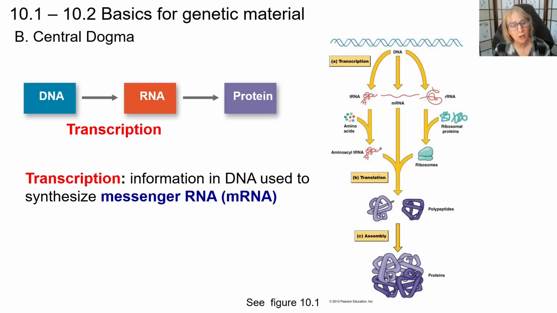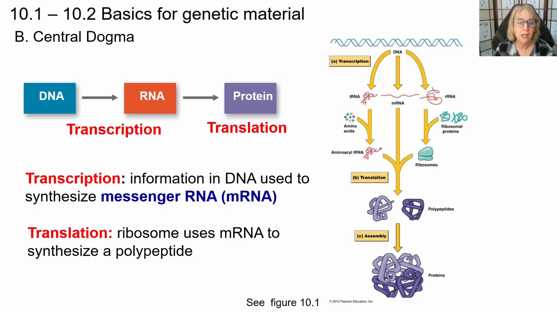It's a different kind of molecule. That mRNA, or messenger RNA, is then moved to a ribosome. The ribosome translates: it takes the information in the nucleic acids of the RNA and converts them into amino acids of a protein. That protein is then ultimately synthesized as a polypeptide. It's folded into a functional protein.